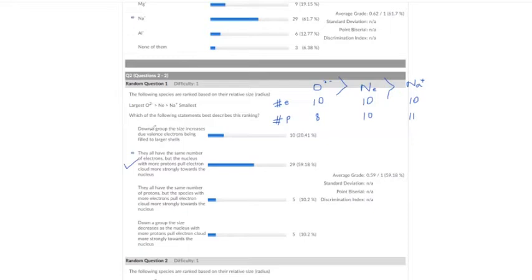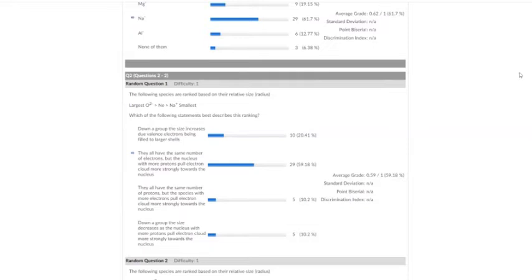Okay. And if you look at the other wrong answers here, down a group, the size increases due to valence electrons being filled to larger shells is a correct statement. However, it does not explain what is going on in this problem over here. And then the third statement, they all have the same number of protons. It is incorrect. We don't have to read further. And then the fourth statement, down a group, the size decreases. That is also incorrect. Down a group, we know the size has to increase because we are adding shells, but it is not relevant to this anyway.